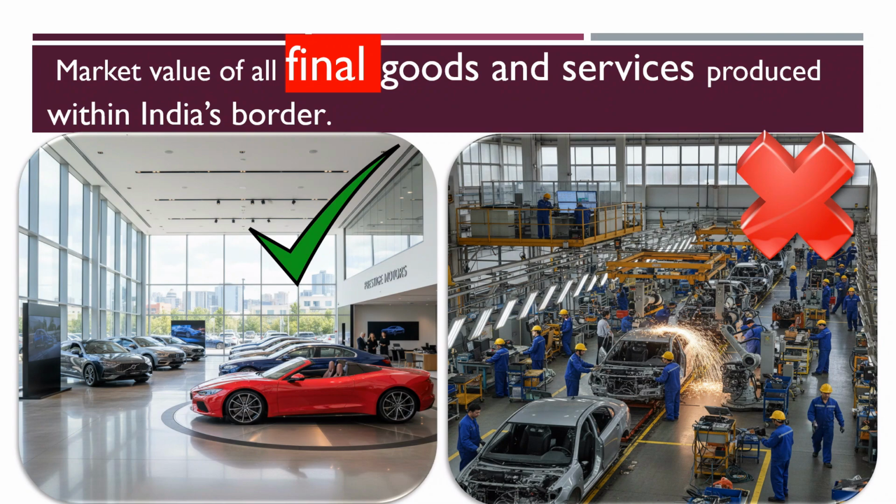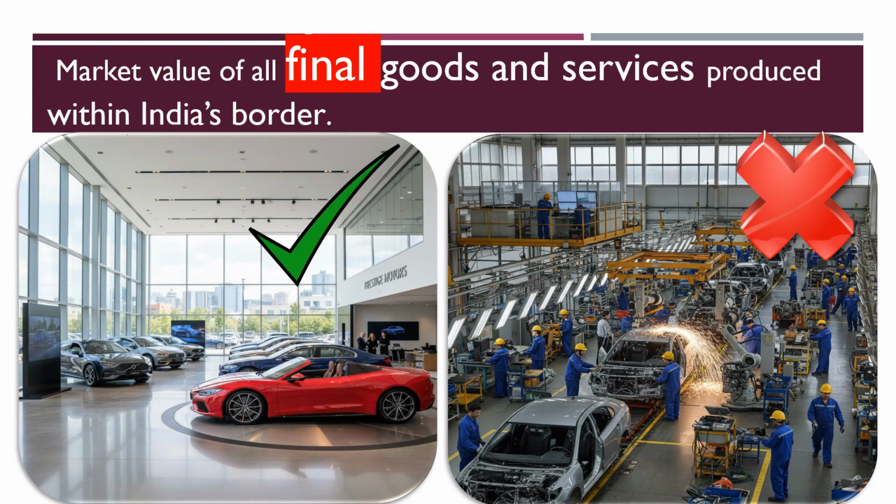that is the goods that are finished manufacturing, the final goods, the market value of the final goods are counted, not the price of the intermediate goods required to make the car. For example, in this picture, on the left side, you can see this is a car dealership where you get the final product, and on the right side, the cars are being manufactured. So, in GDP calculation, the market price of the final good is taken, not the price of the intermediate goods required to manufacture this car.